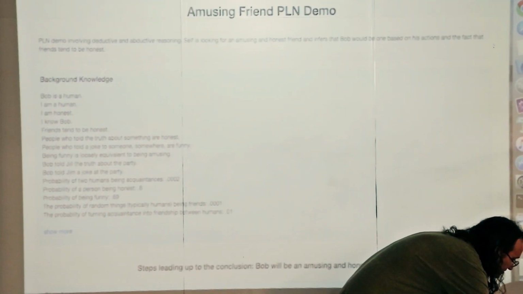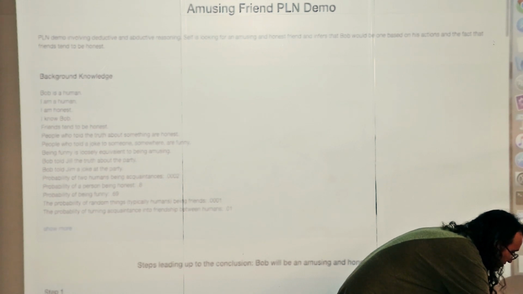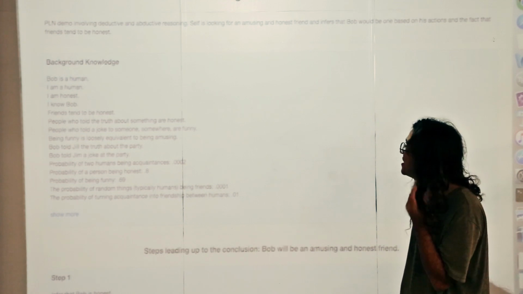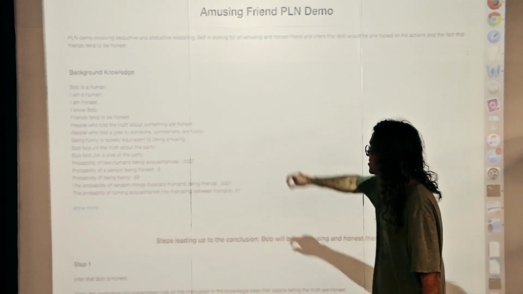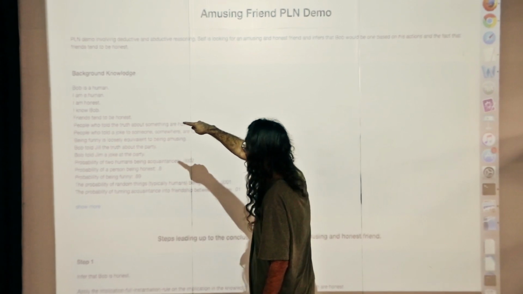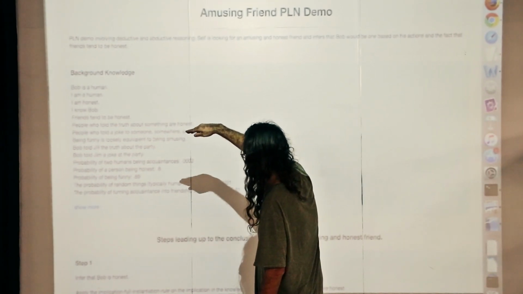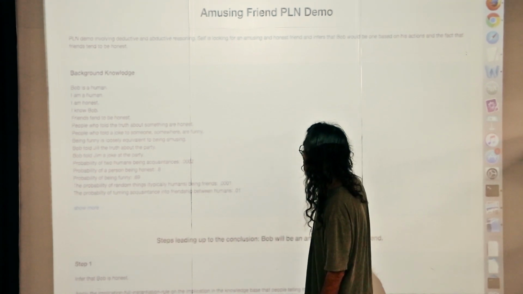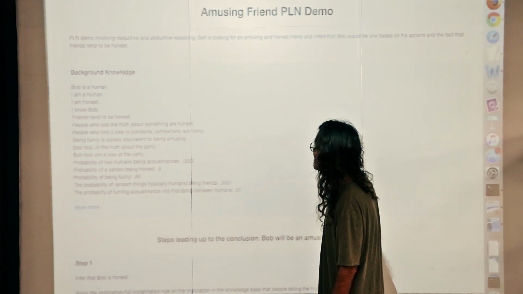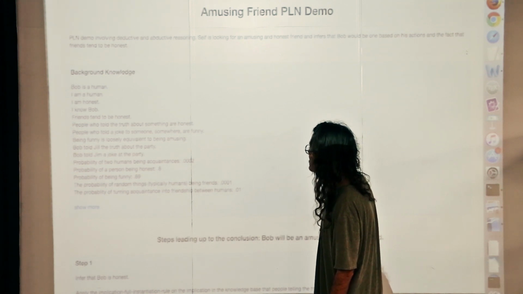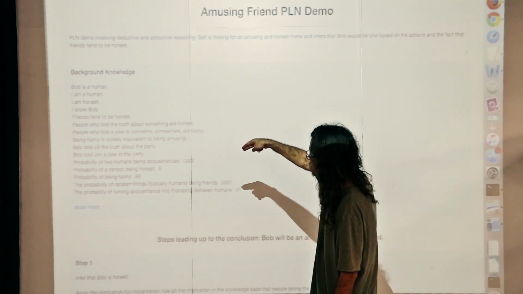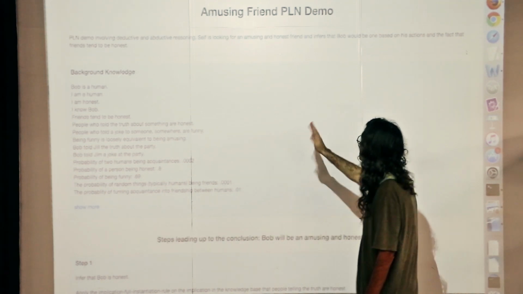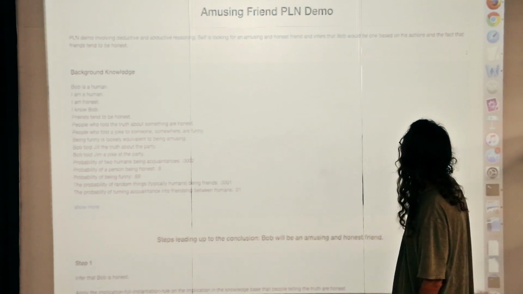So this was a sort of demo of PLN reasoning that Nil and Eddie put together some time ago, and it used this background knowledge. Bob is human, I'm a human, I'm honest, I know Bob. Friends tend to be honest. People who told the truth about something are honest. People who told a joke are funny. Being funny is similar to being amusing. Bob told Joe the truth about the party. Bob told Jim a joke. There's a certain probability of people being acquaintances. So it's sort of simple common sense knowledge.